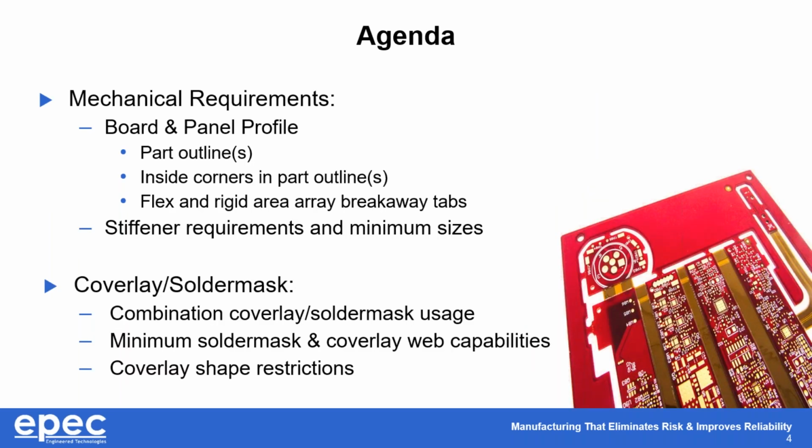After that, we'll move on to mechanical requirements, starting with board and panel profiles, which consists of the part outlines, inside corners within part outlines, and then the breakaway tabs within Flex and Rigid Flex arrays. After that, we'll cover stiffener requirements and minimum sizes, and that'll wrap up our mechanical requirements. And then finally, we'll be covering Coverlay and solder mask, where we'll cover combination usage, the minimum web capabilities for both of them, as well as the Coverlay shape restrictions.